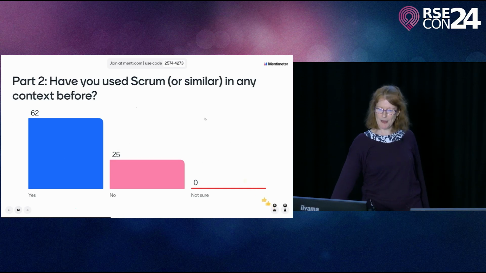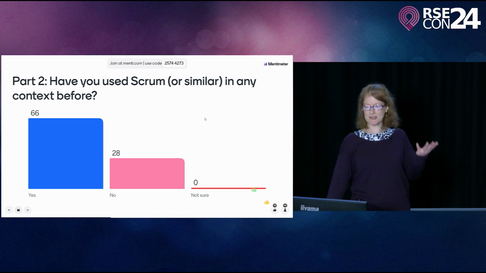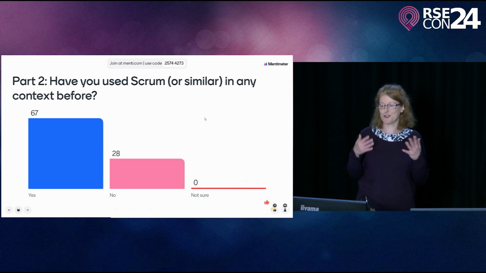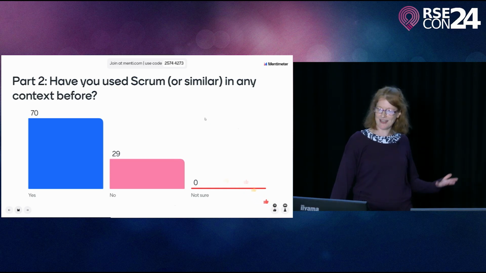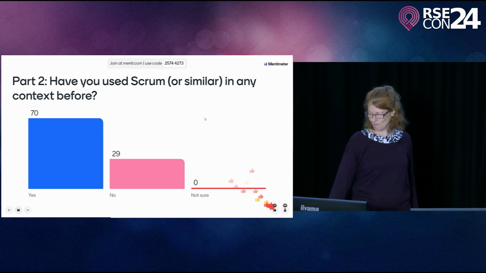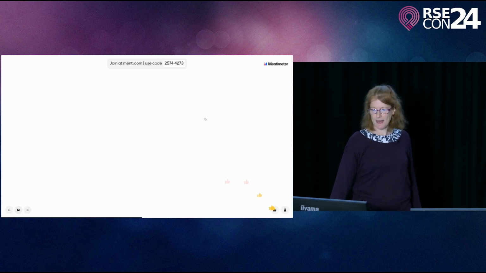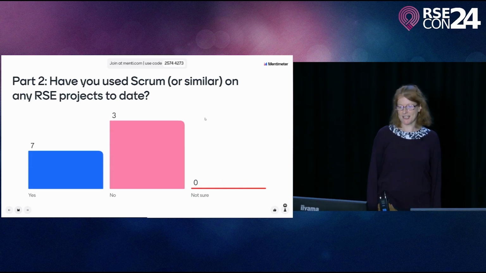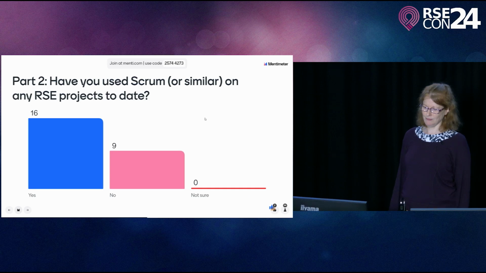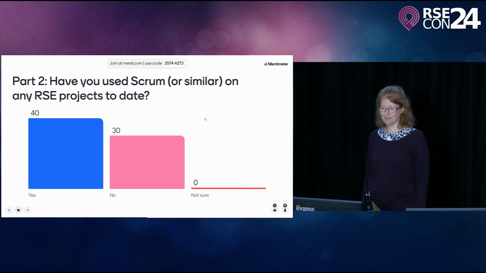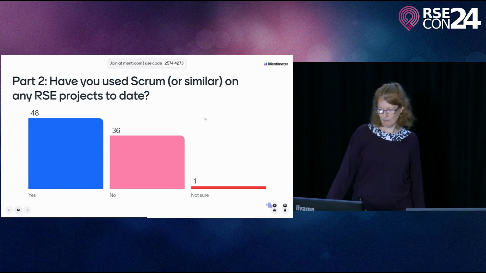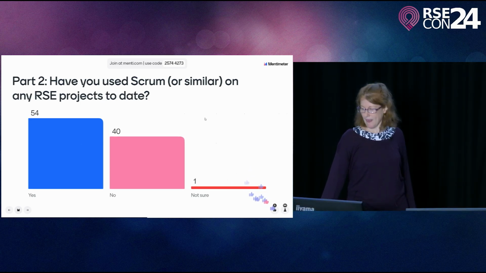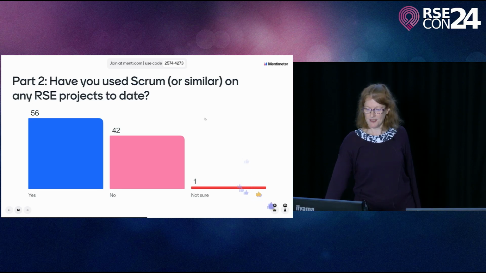Okay, so quite a few people have used Scrum in some context. And as we say, Scrum or Scrum similar, because we're going to be talking all about how we use a Scrum-like method. So it can be something that's like Scrum as well. Okay, and then have you used Scrum or similar on any RSE projects to date? Okay, very good. Okay, so quite a few people have.